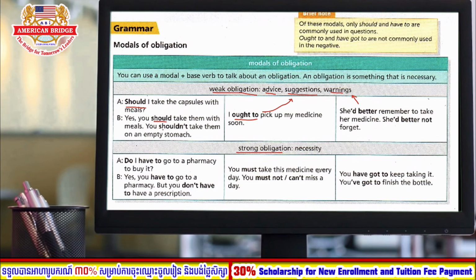You must take this medicine every day. You must not miss a day. So here is the prescription of the doctor that you must do it. You have to do it. And you have got to keep taking it. So these are strong obligations.